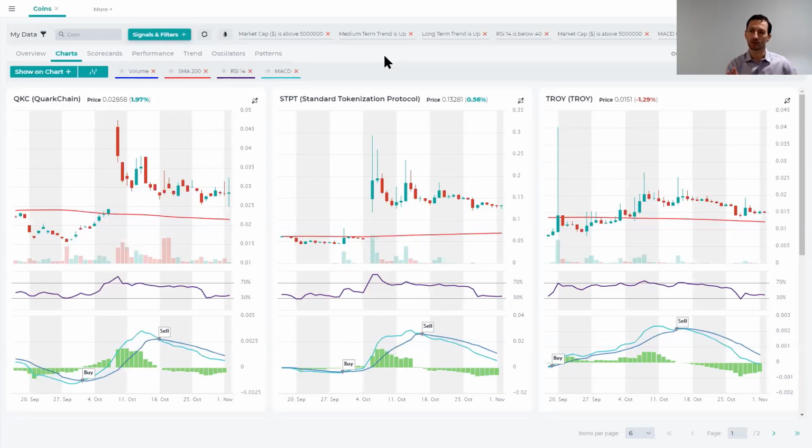Now, it could be too early, and that's kind of the downside of the MACD histogram, that it can be a bit too early. But when we combine it with some of the other signals or indicators, such as oversold RSI levels at the support level and so forth, it adds evidence to our case.